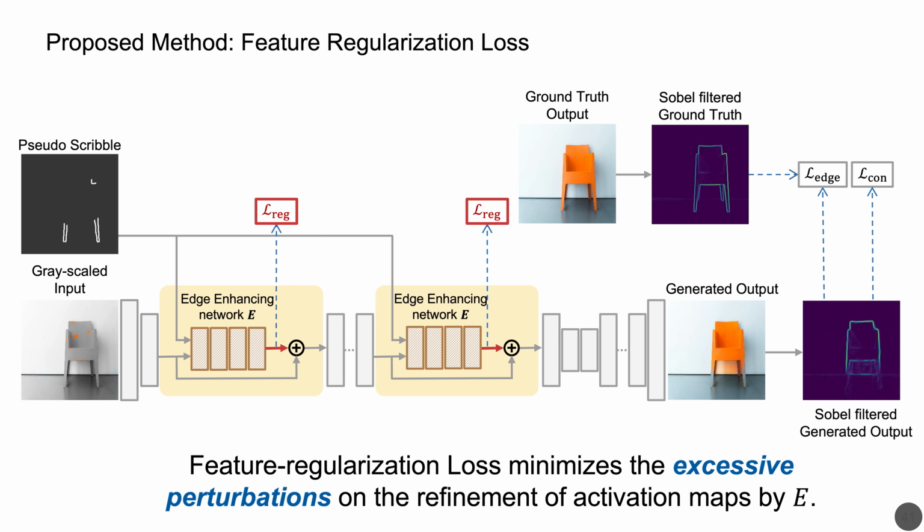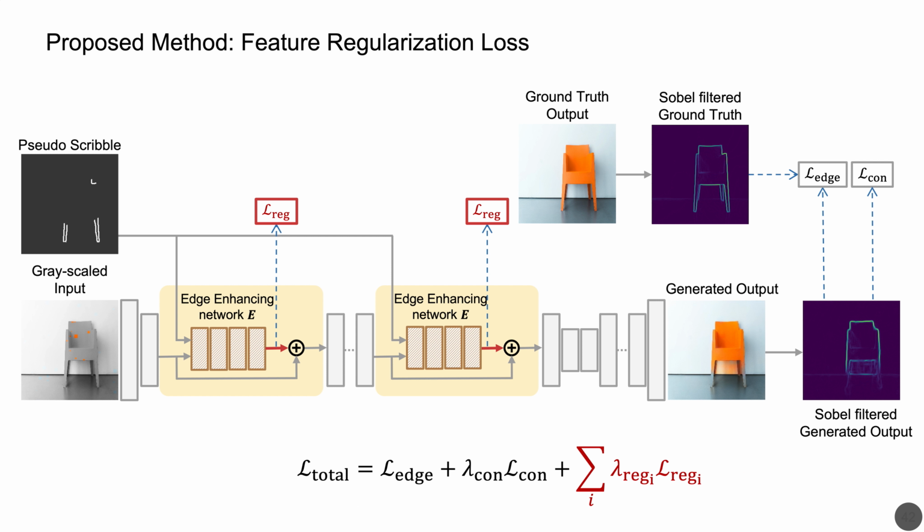Lastly, we use the feature regularization loss to minimize the output of each edge enhancing network. This helps to avoid the excessive perturbations in the network activation maps, which thus prevents unintentional artifacts such as color saturation during the edge enhancement. As such loss can be applied in every layer where the edge enhancing networks are applied, we add losses for every edge enhancing network.